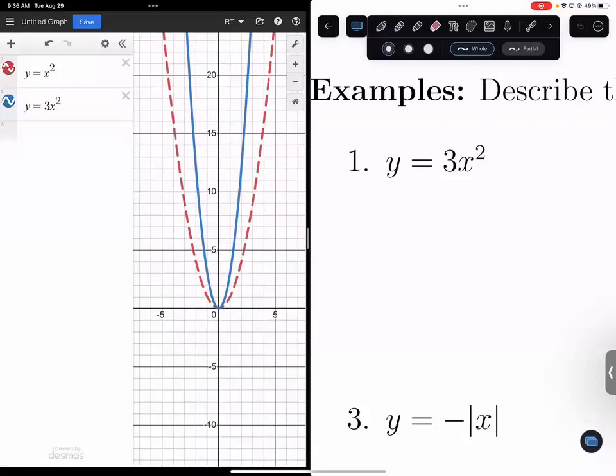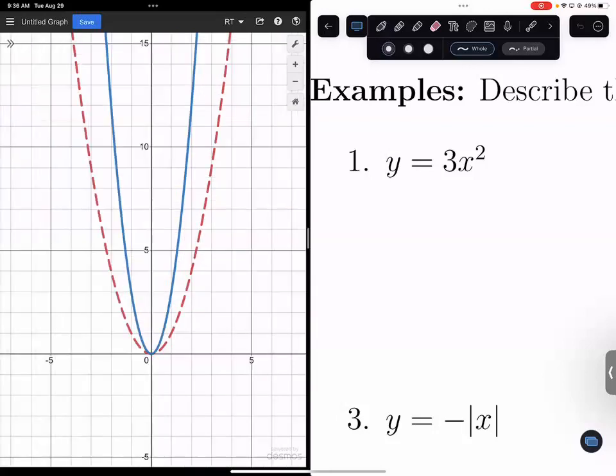There it is. So it sits inside of x squared because it's taller, right? The individual points, like x squared goes through 1, 1. This would go through 1, 3, because you take that y value and multiply by 3, right? So it sits higher up, or steeper, or faster, or skinnier, or whatever.